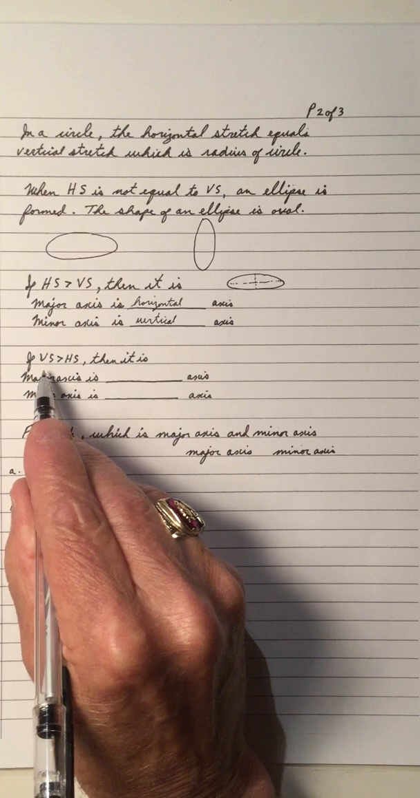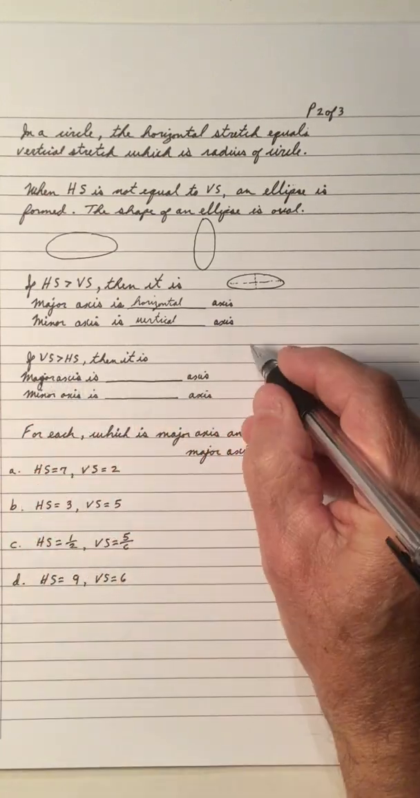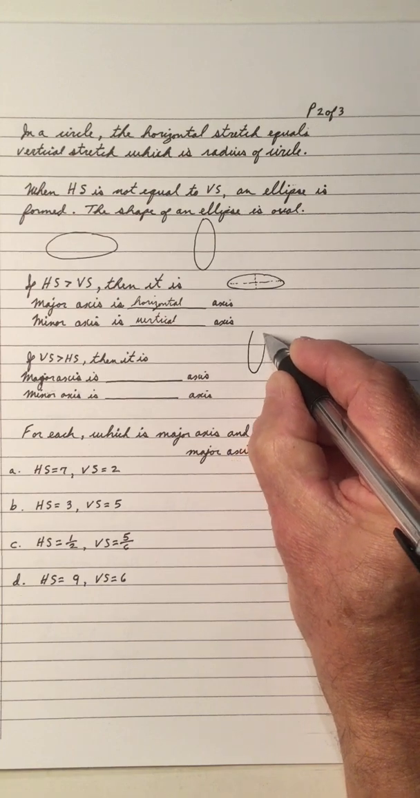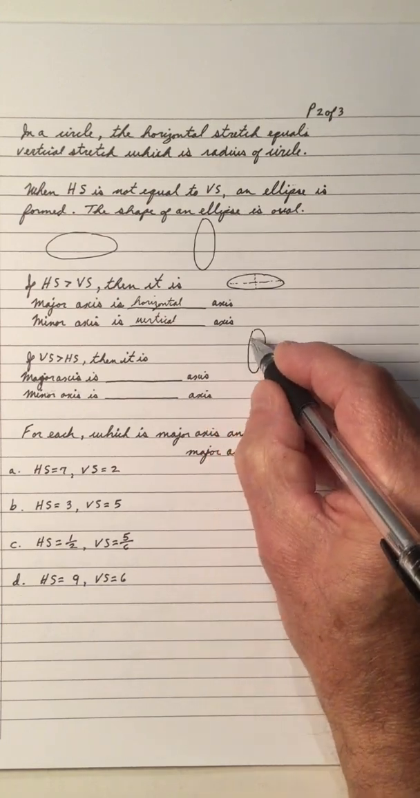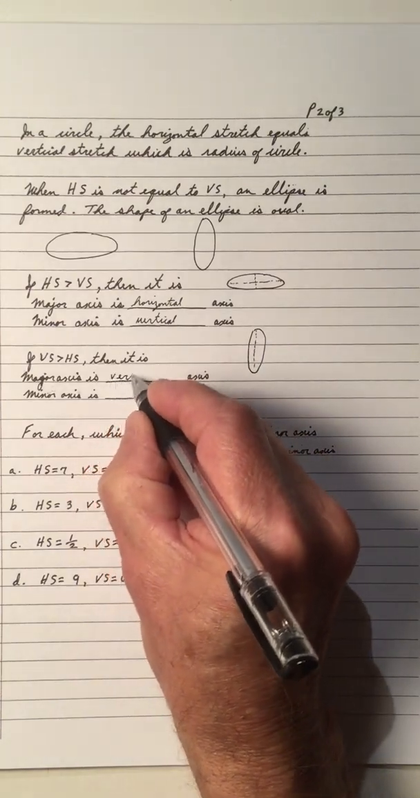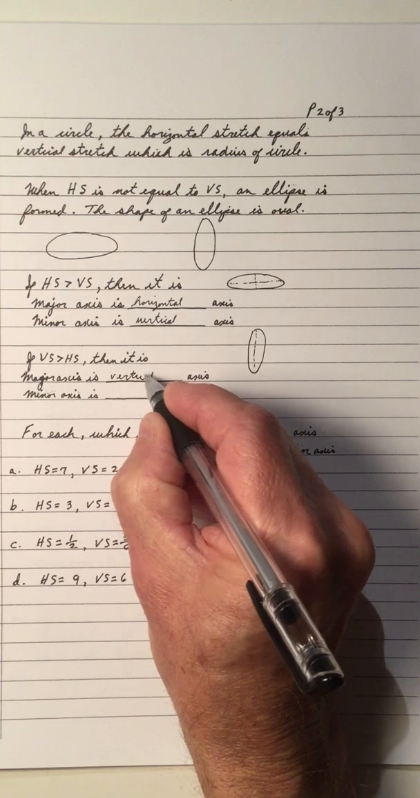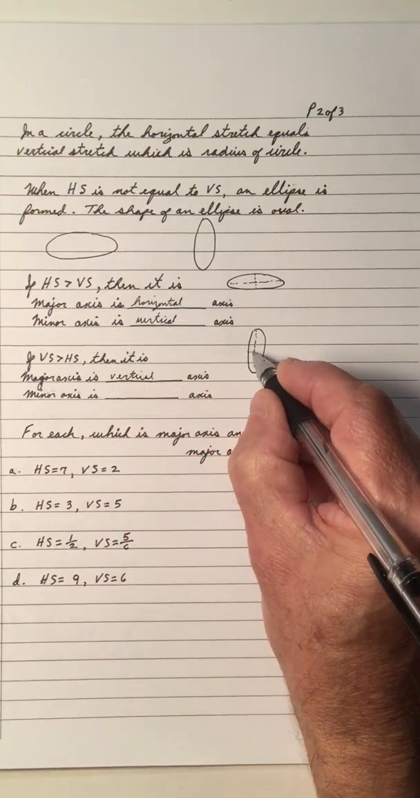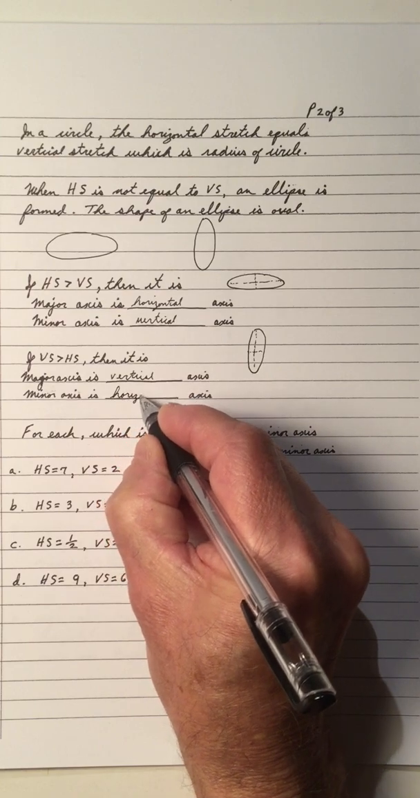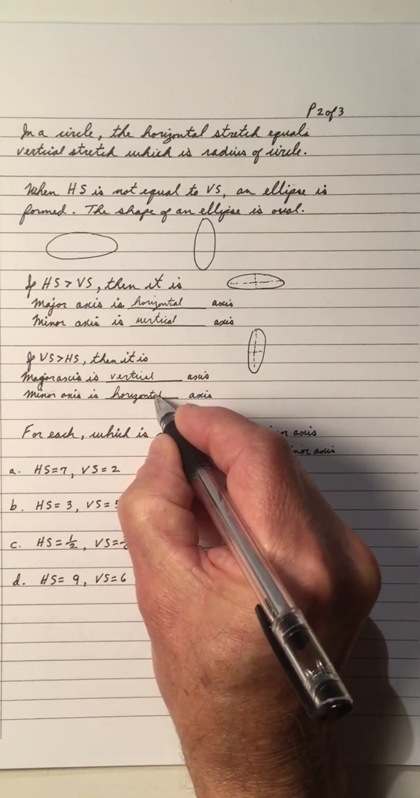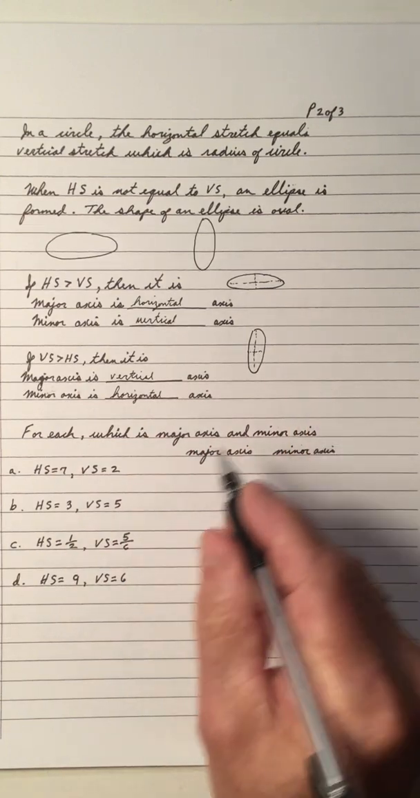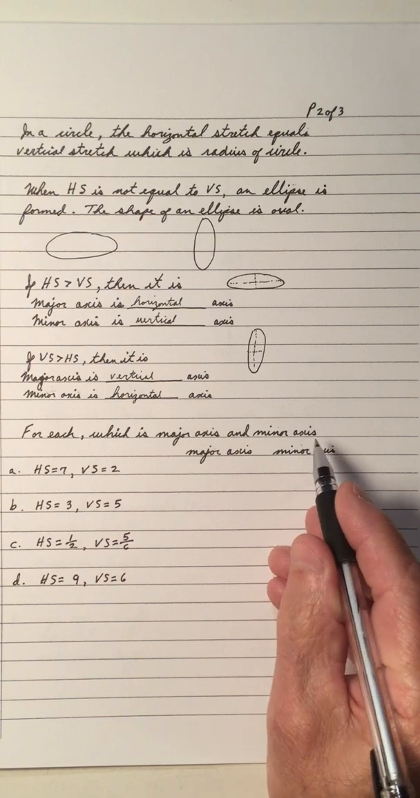If the vertical stretch is greater than the horizontal stretch, then the ellipse will be like this. So the major axis is this one, which is the vertical. And the minor axis is the horizontal. So the major axis is the longer axis. The minor axis in the ellipse is the shorter one. For each, which is the major axis and the minor axis?